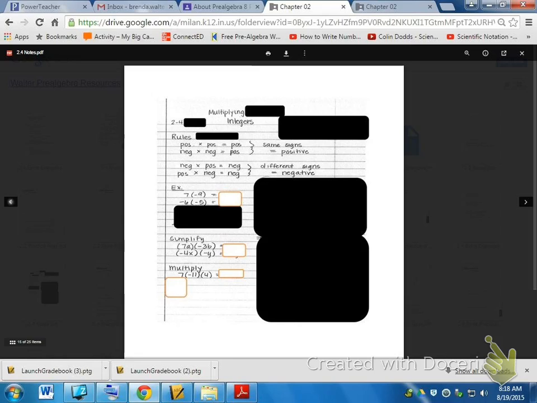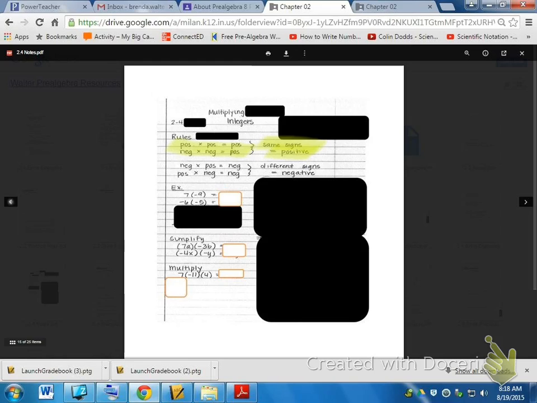So here's the rule. If you take a positive times a positive or a negative times a negative, the answer is always positive. You can determine the sign before you ever even actually multiply the numbers together. And the result: same signs, equal positive.